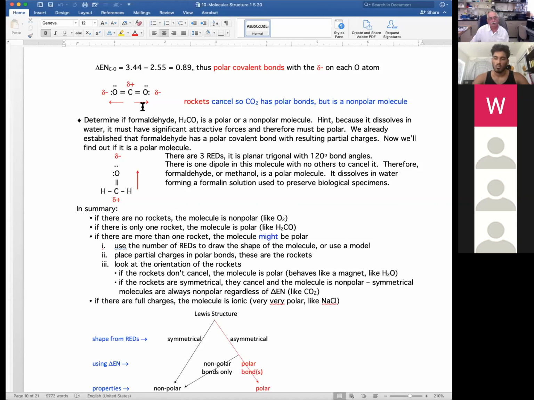Let's go back to formaldehyde for a minute. Remember how we put the partial charges on here and these didn't get partial charges? Is there a net dipole in formaldehyde? Yes. There's one rocket, nothing there to cancel it out. It's a polar molecule. It dissolves in water. When you take formaldehyde and dissolve it into water, you get a solution that's now called formalin. And I see a typo right here. I'm going to correct this since I decided that I can do this.